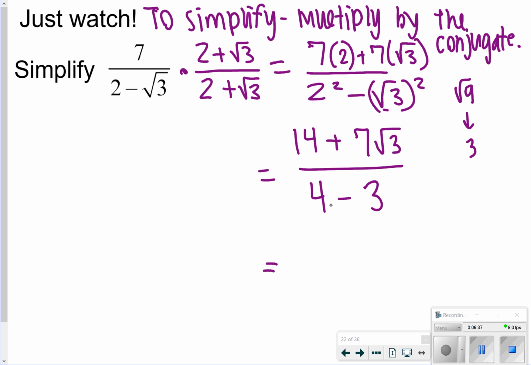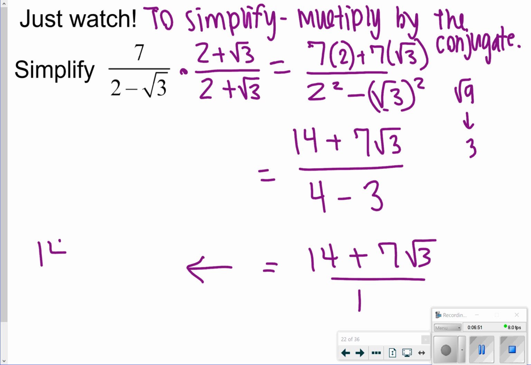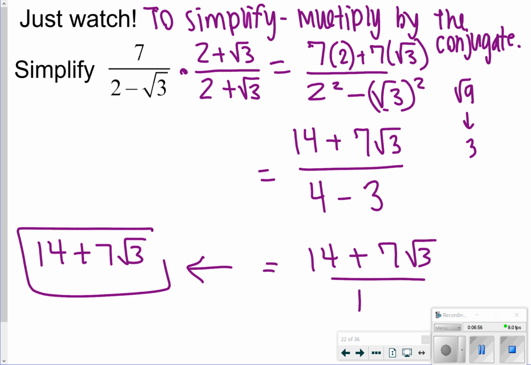I can do something here on this bottom. That's going to change that to 1. So initially I might write this, 14 plus 7 times the square root of 3 over 1. But really I need to make sure that I simplify completely. So I'm going to move to the left here. So I'm going to have 14 plus 7 times the square root of 3 as my answer.